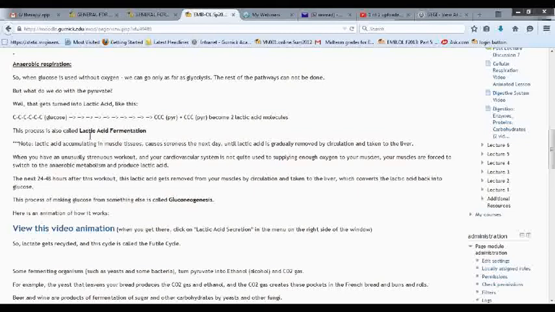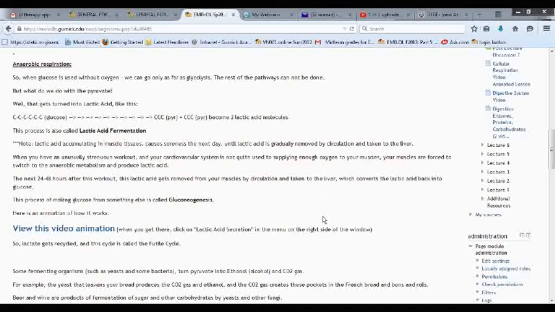So that lactic acid is going to go to your liver, like we said, and within the next 24 to 48 hours, your liver is going to turn that lactic acid back into glucose by the process called gluconeogenesis. Gluconeogenesis literally means glucose that's new getting produced. Genesis means production of new glucose.